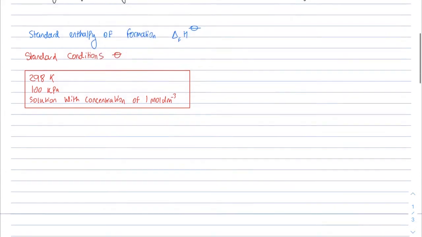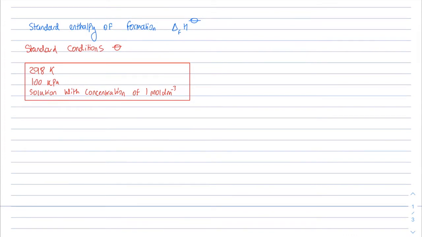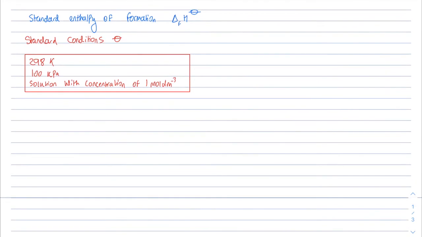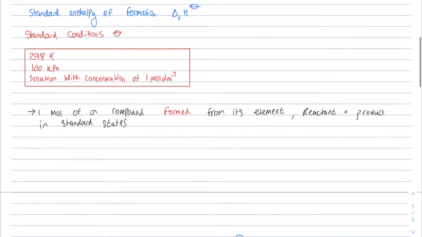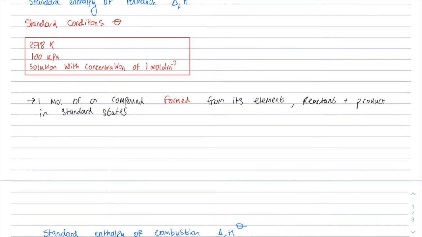So, what is standard enthalpy of formation? Standard enthalpy of formation is when 1 mole of a compound is made or formed from its elements under standard conditions, and the reactants and products are in their standard states. Now, one thing to note is that standard enthalpy of formation of an element is 0.